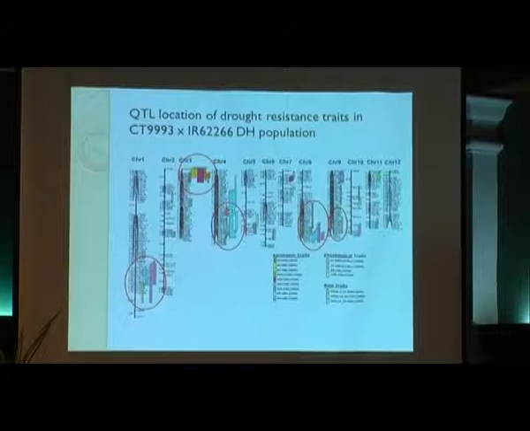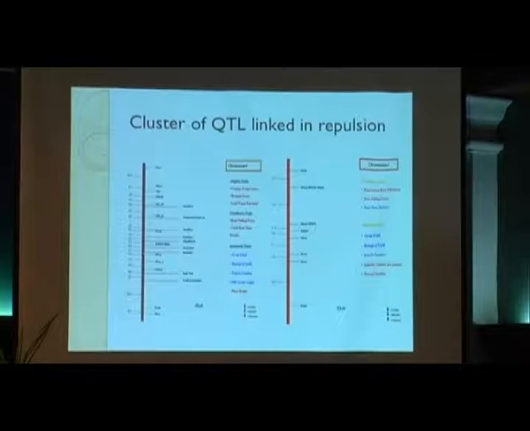So finally, we selected five regions: chromosomes 1, 3, 4, 8, and 9. And with this kind of repulsion, we found this in all five chromosomes, five regions actually.